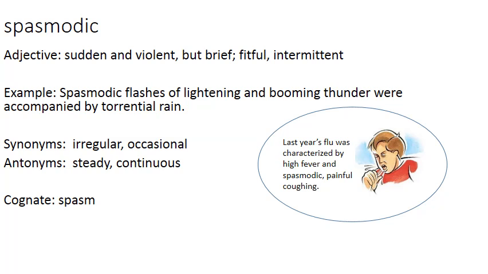A cognate of spasmodic is spasm, and this is a word that means a sudden clenching of a muscle, something that you do not predict, maybe a twitch or a kick of the leg.